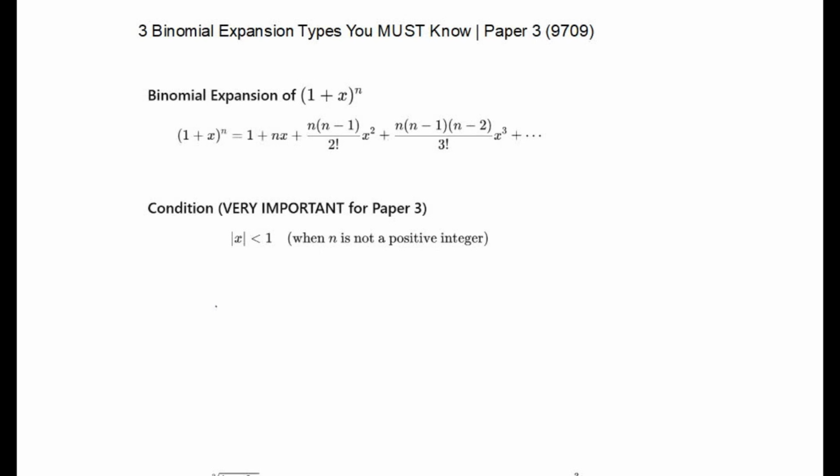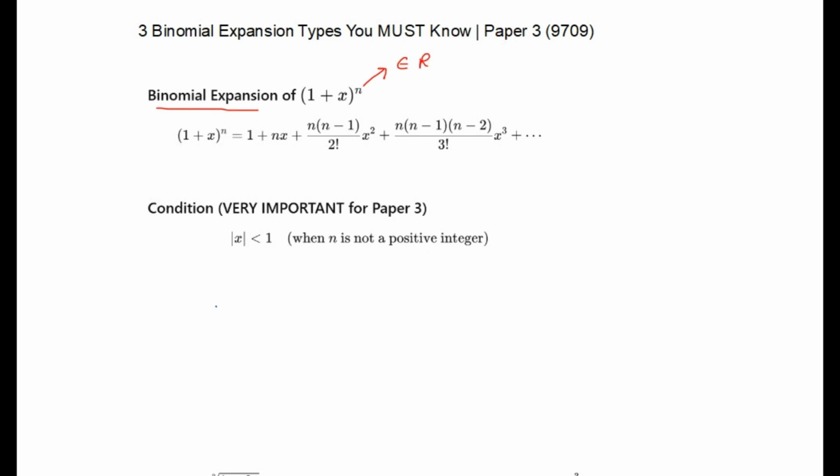I'm going to first look at the binomial expansion formula for paper 3. It's given right here: (1 + x)^n. Now this differs from the paper 1 binomial expansion formula in that n could be any real number. So n belongs to the real numbers. What that means is, earlier last year when we did paper 1, n had to be a whole number and it had to be positive. This time it could be a fraction, it could be negative or positive. So n could be any real number.